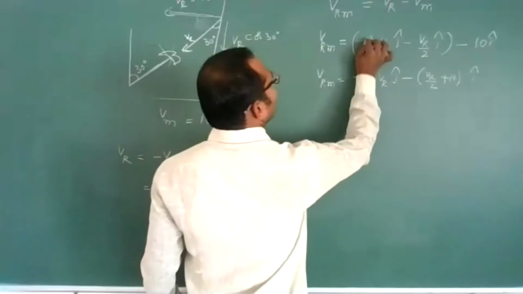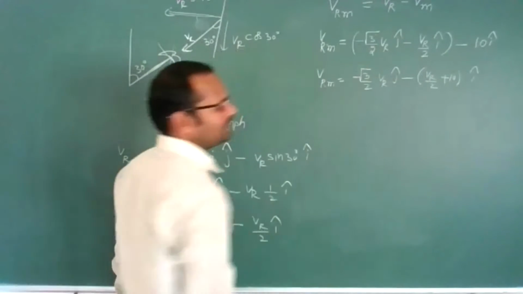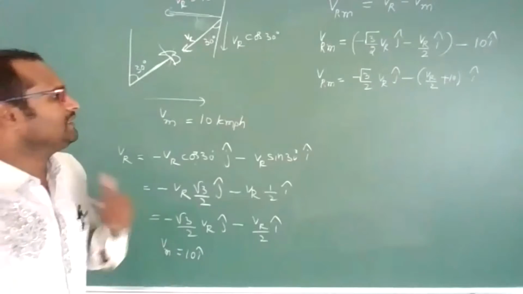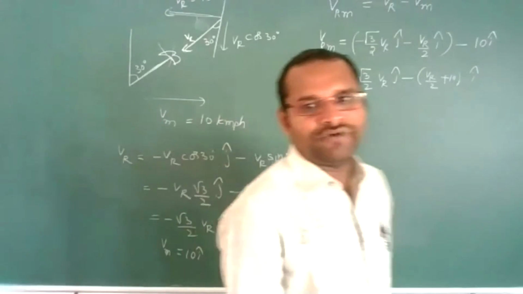Yeah, it is root 3 by 2, no? Yes, root 3 by 2. Okay, root 3 by 2 it is. Clear? Yes. Now, what we need to find?